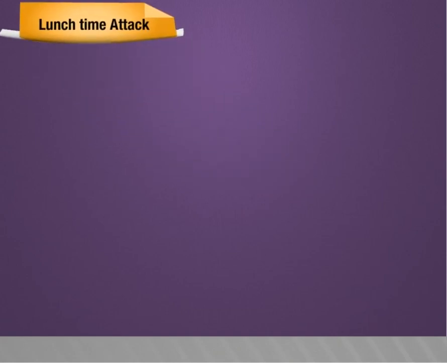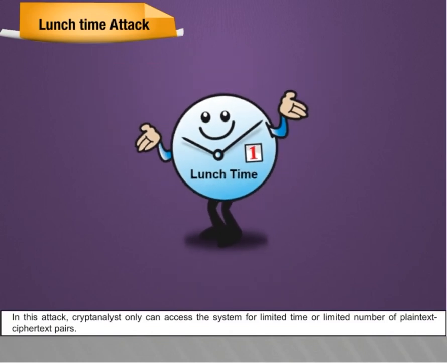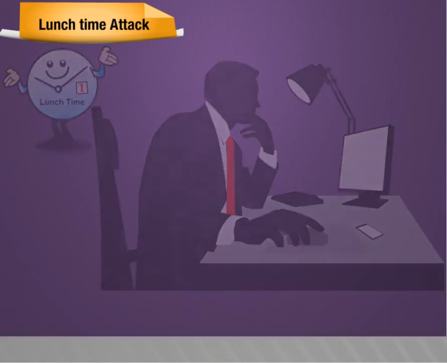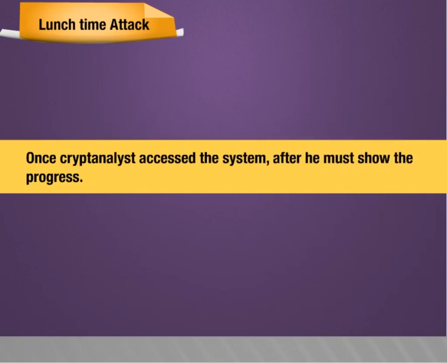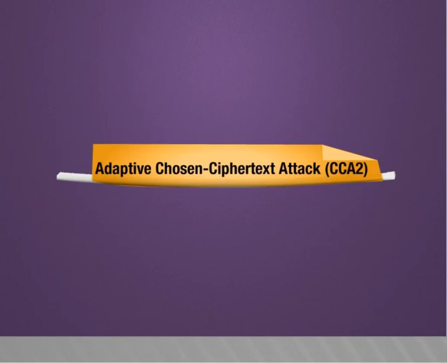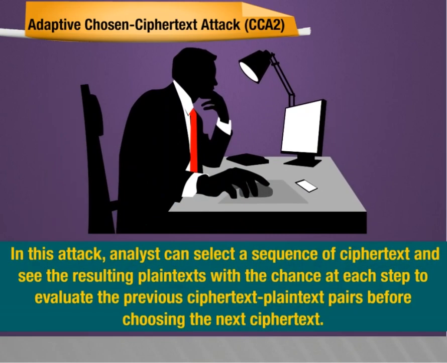Lunchtime attack. Lunchtime attack or midnight attack. In this attack, the cryptanalyst can only access the system for a limited time or a limited number of plaintext-ciphertext pairs. Once the cryptanalyst accesses the system, he must show progress. Adaptive chosen ciphertext attack, CCA2. In this attack, the analyst can select a sequence of ciphertexts and see the resulting plaintext, with a chance at each step to evaluate the previous ciphertext-plaintext pairs before choosing the next ciphertext.